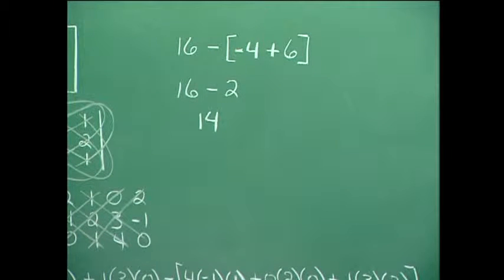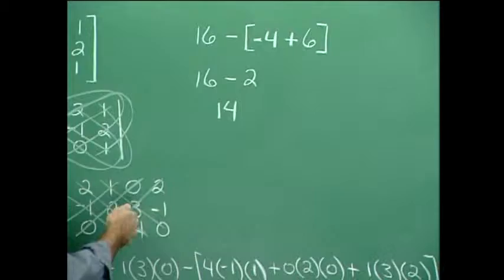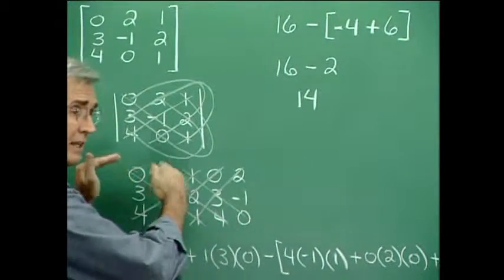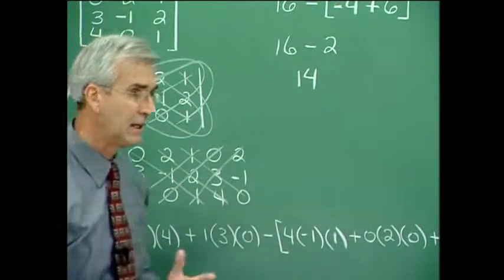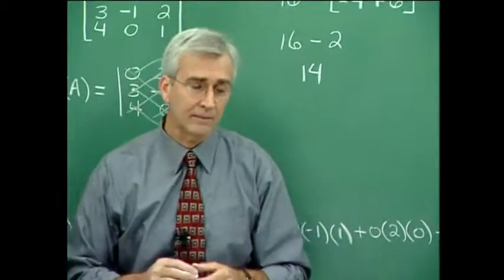Okay, so that's the situation. You just take the entries in the matrix, repeat the first two columns, and then multiply along diagonals and get your sign pattern correct, and it's pretty much a piece of cake.